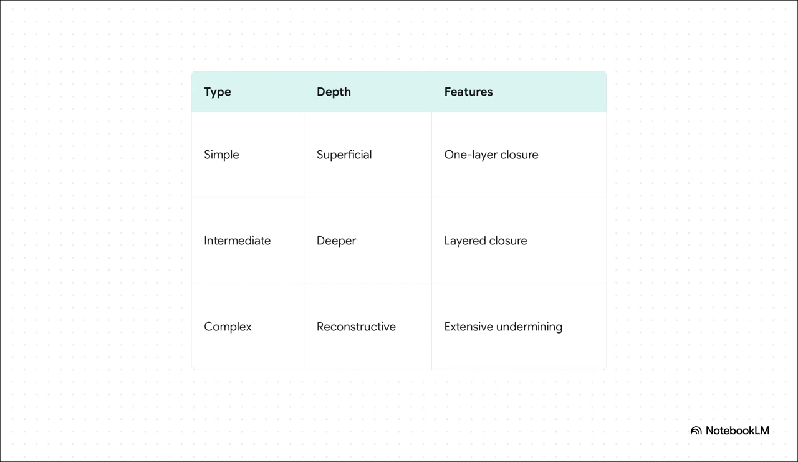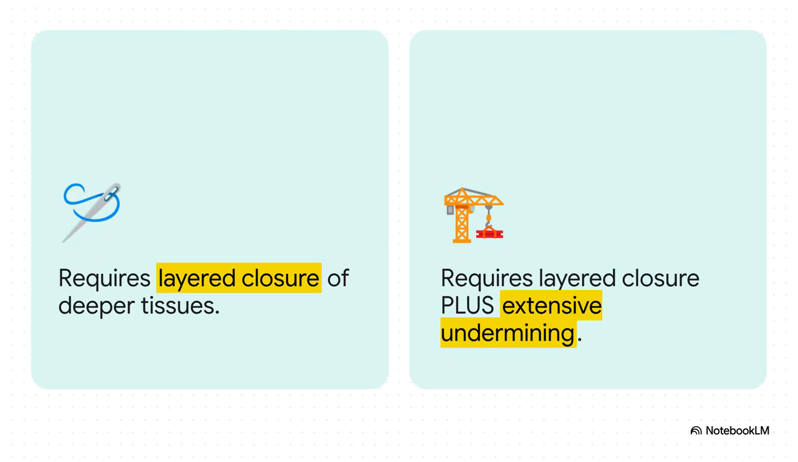Stepping it up, we have intermediate repair, which requires a layered closure of the deeper tissues. And then at the very top tier is complex repair. This is for intensive reconstructive work, like when bone or cartilage is exposed, or when the surgeon has to do something called extensive undermining. Now, I know a major pain point for practically everyone is telling the difference between intermediate and complex repairs. I mean, they both require layered closures, right? So what actually tips the scale?